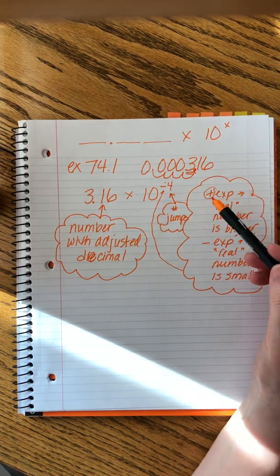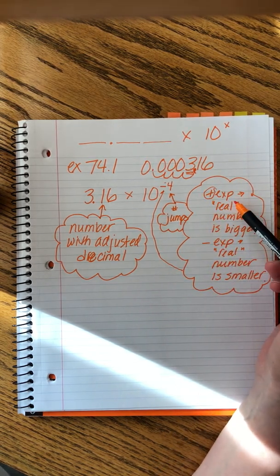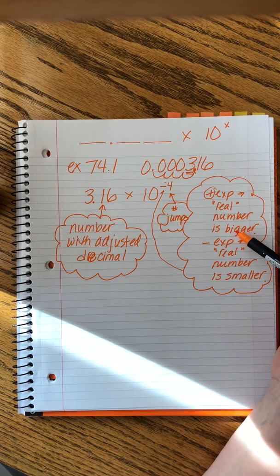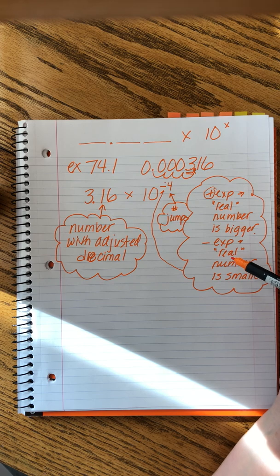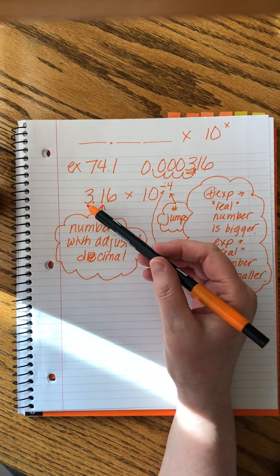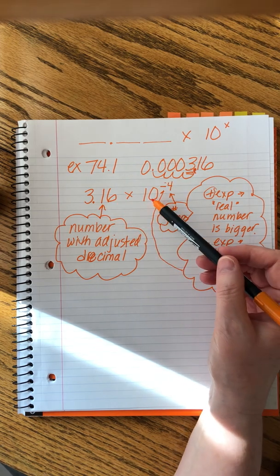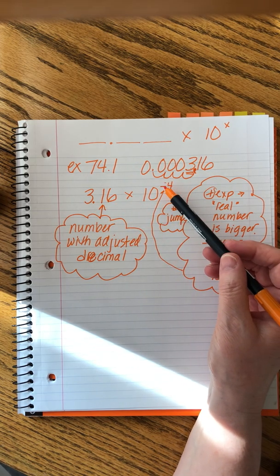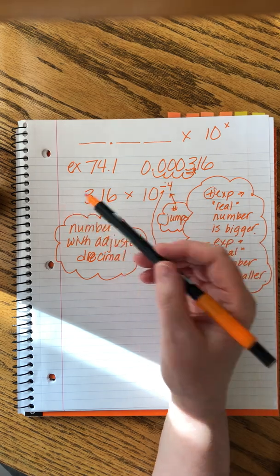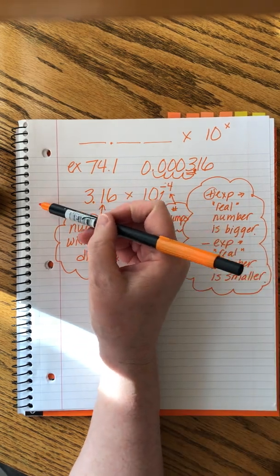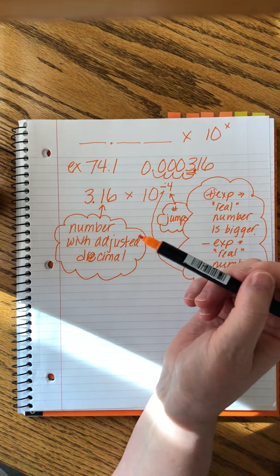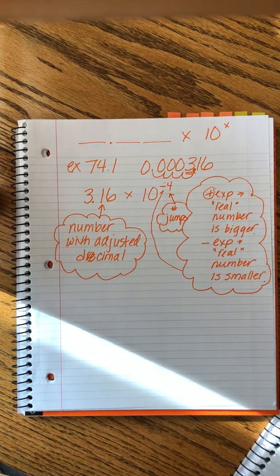And then the sign goes to these rules. A positive exponent means that the real number, the uncoded number, you should make it bigger. And a negative exponent means that the real, the uncoded number is smaller. Okay? So this tells us that the digits are 316, that we need to move the decimal 4 times, and that we should end up making this number smaller. So that would tell us, oh, we need to move the decimal this way, because that makes a number smaller.